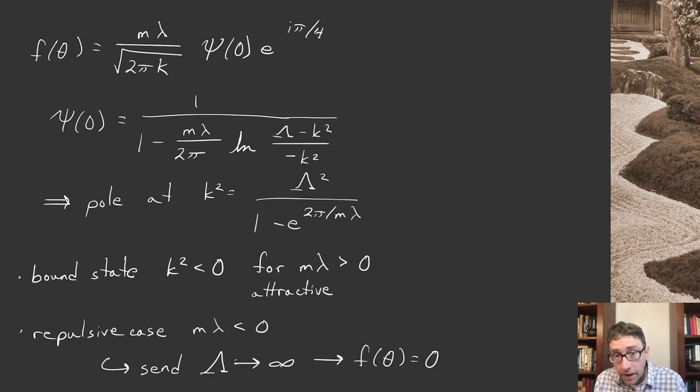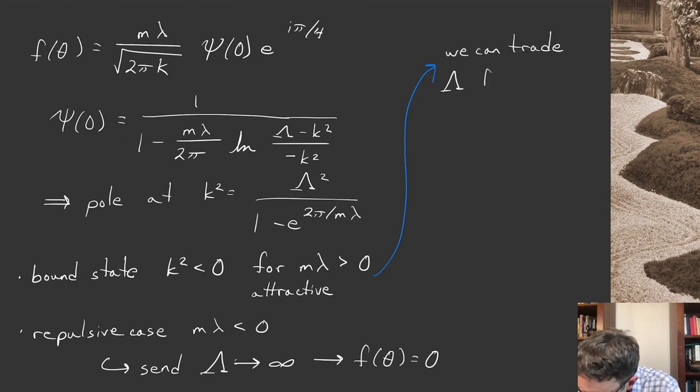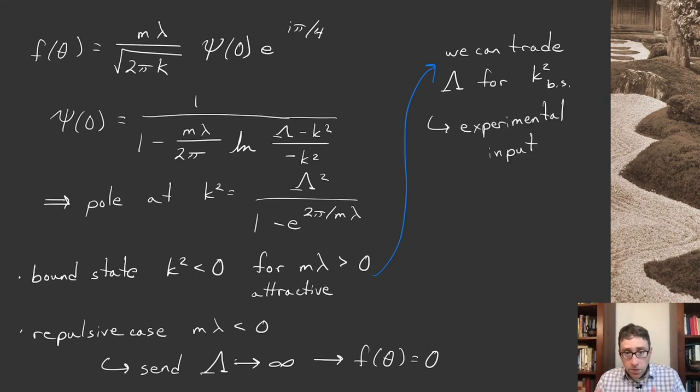But for the attractive case, to make sense of it, you'll find potentially this bound state, which gives you a resonance in the scattering. So indeed, we can trade lambda for the bound state energy, which, if we're actually trying to model something experimentally, maybe this can be experimental input. And then hopefully, with just these couple parameters, you have a good model of your system.